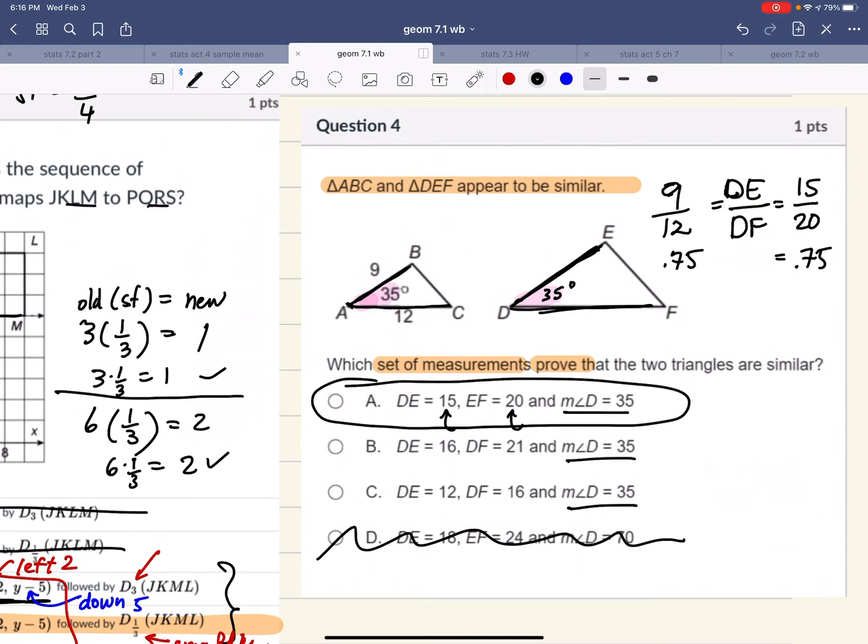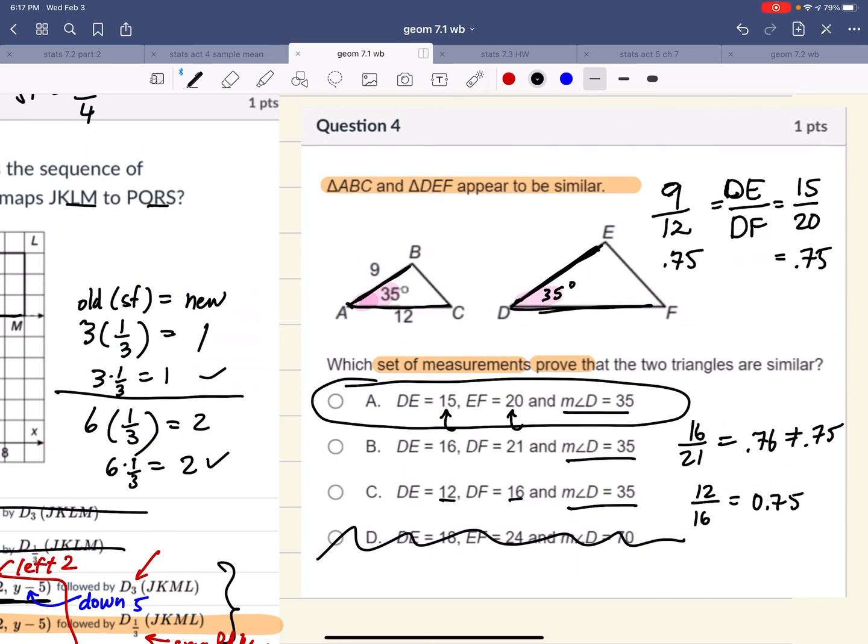Now, what's going on with the next one? 16 divided by 21 is not 0.75. It is 0.76, which is not the same ratio. Let's check this one out. 12 divided by 16. I like it. So what's wrong with this? Well, look here. Maybe I'm changing my mind.